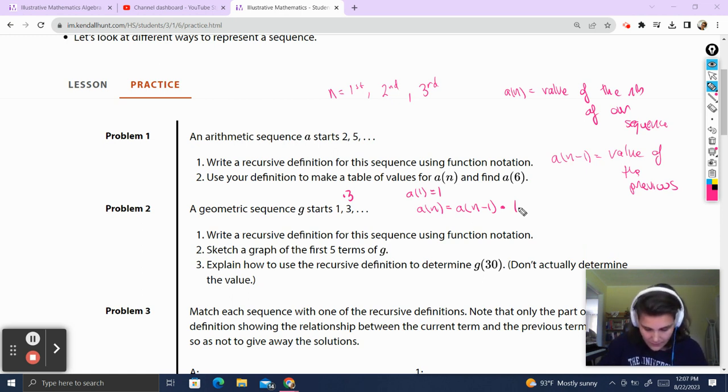Sketch a graph for the first 5 terms of G. Well, now that we're expert at finding the terms, let's quickly go ahead and figure this out. We have 1, we have 3, multiplied by 3 is going to be 9, 27, 81. Now we want to create a little graph for it. Let's go ahead and create our table of functions.